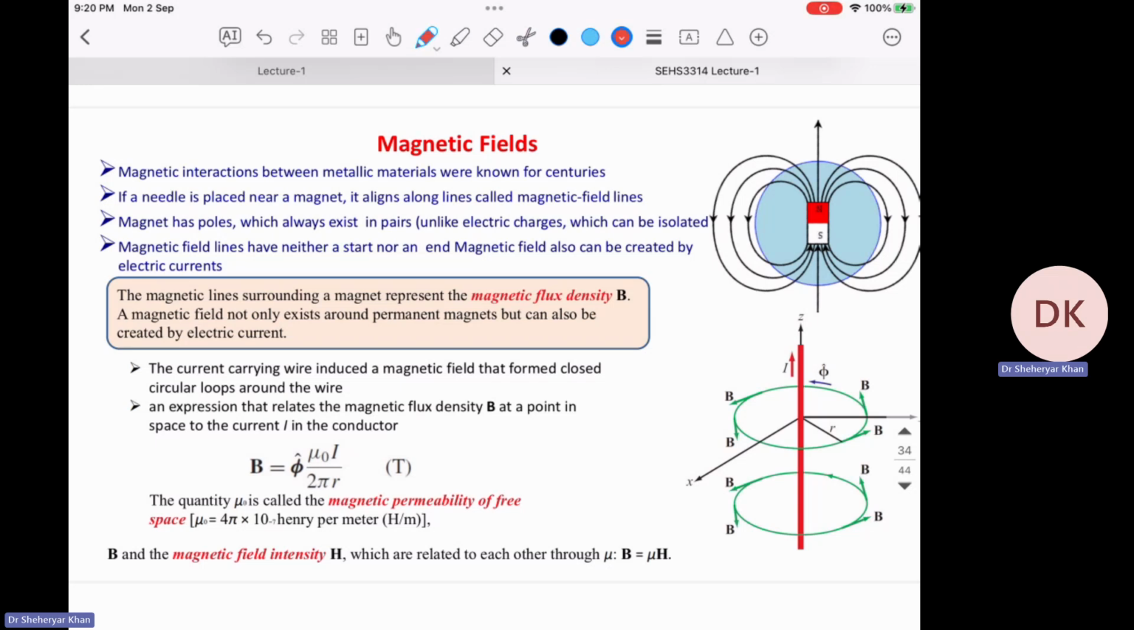If the thumb points out the direction of the current, the curl of the fingers will give you the circulation of the magnetic field. So it will exist in the form of a circle, correct? And then we have a formula here. We will derive it later, but this is just to explain the concept. The B magnetic field is proportional to the current. The higher the amperes you have, the stronger the magnetic field.